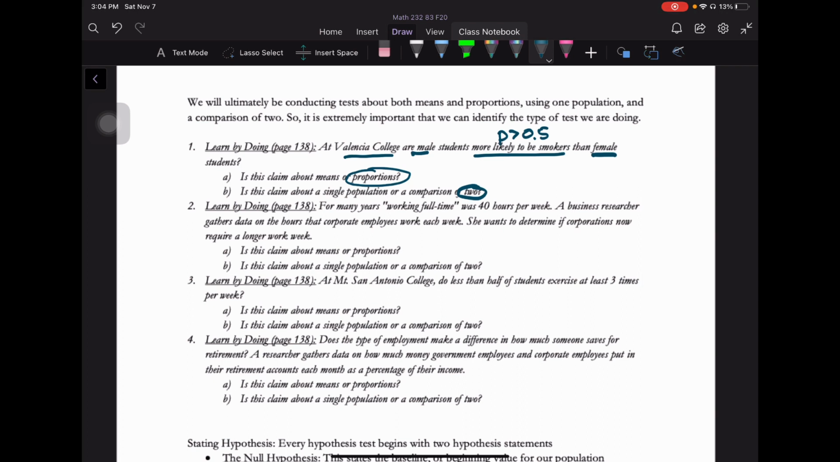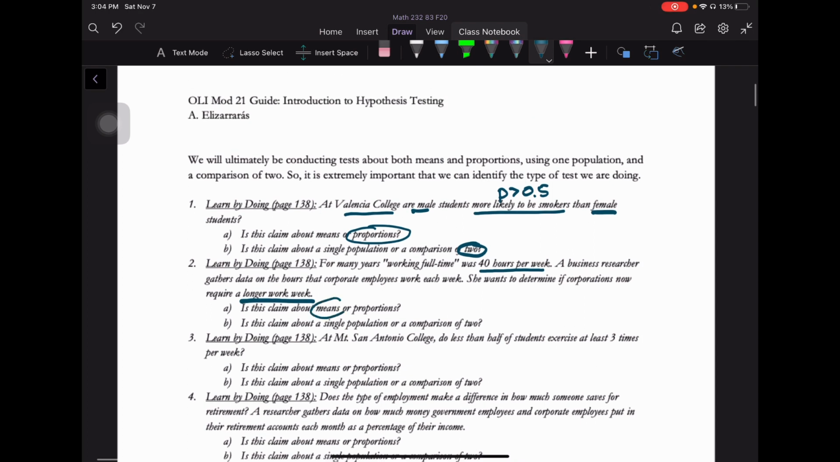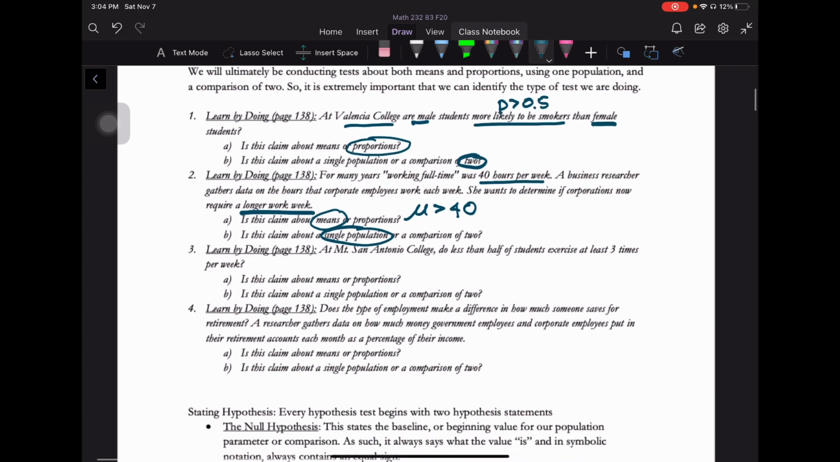Question 2 says, for many years, working full-time was 40 hours a week, on average, I would say. A business researcher gathers data on the hours that corporate employees work each week, and she wants to determine if they now require a longer work week, so that's more. This is a mean, an average of 40, and they're saying, is the average greater than 40 for a single population? It's strictly those corporate people that we're talking about.